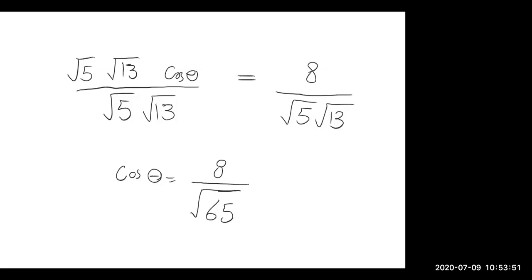Okay, what is this number? We can use a calculator to see what this number is. 8 over square root of 65. This number is equal to 0.992277, etc. Okay, here you can use a calculator.